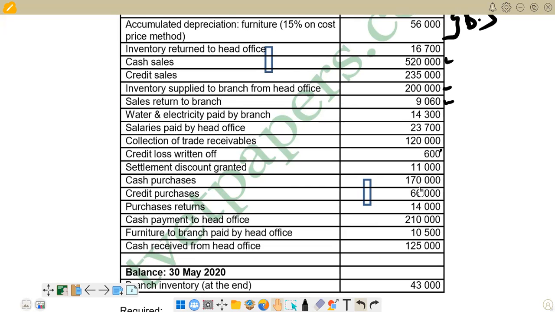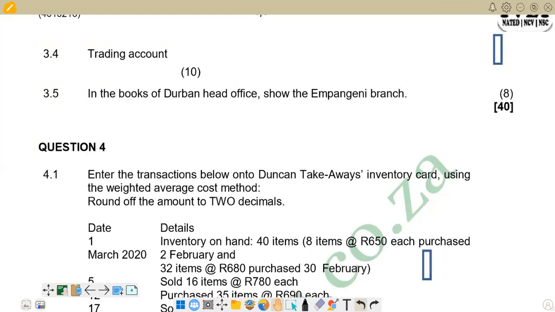And then when we do that, we also have to subtract the returns. We also have got the returns here. So it's 170,000 plus 60,000, we get the total purchases. Then we subtract the returns, which are 14,000. And then we get the net purchase figure that we put on the debit side of the trading account. So we go to the trading account.